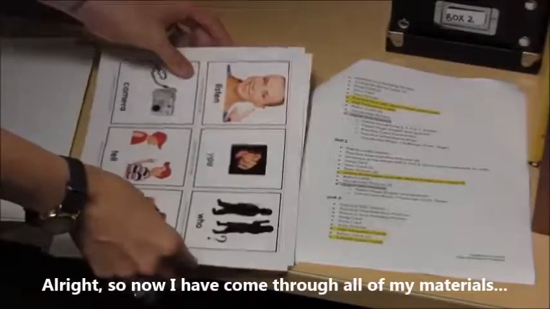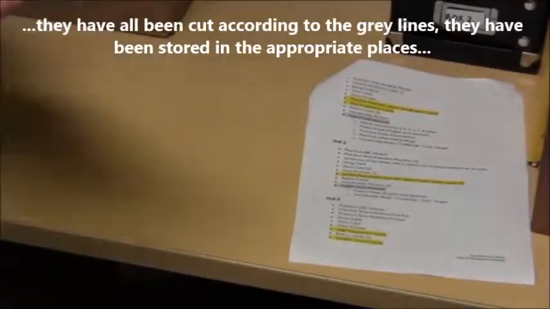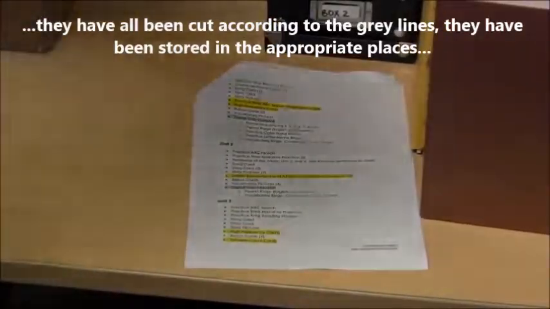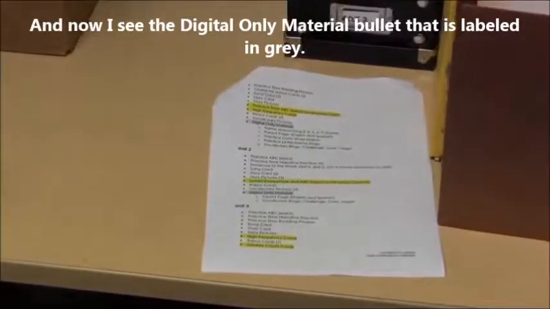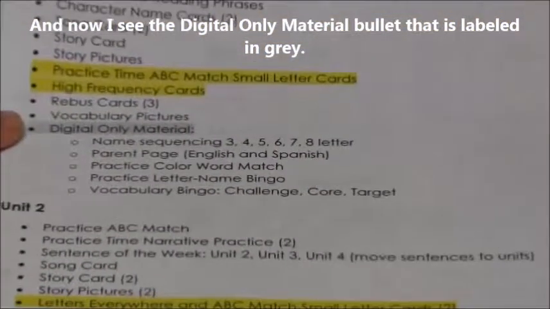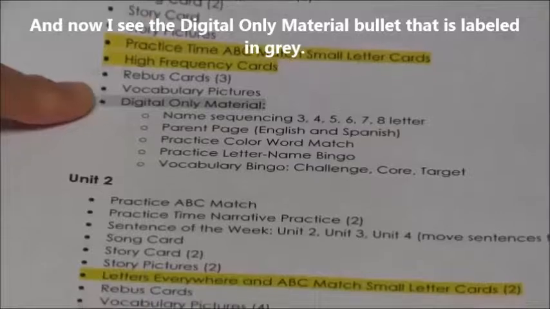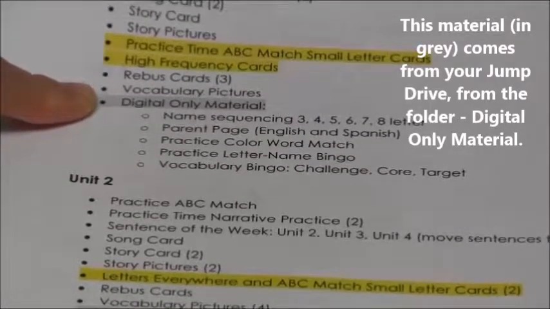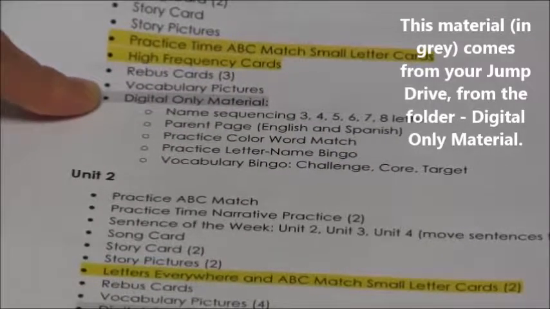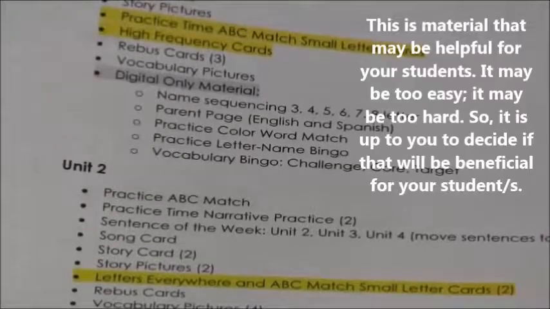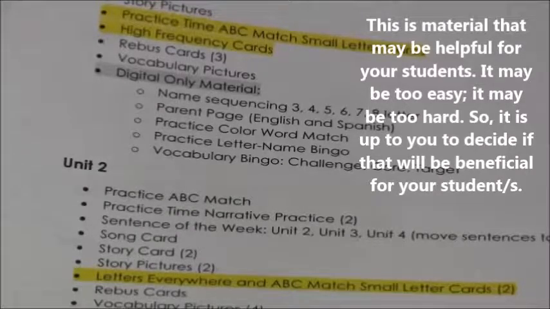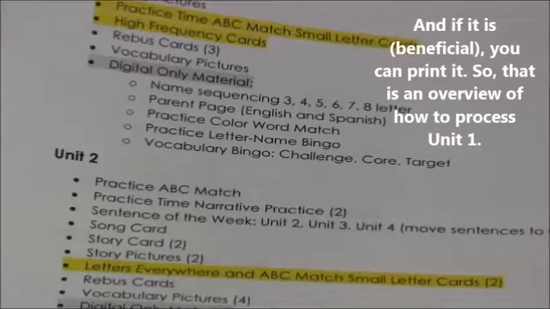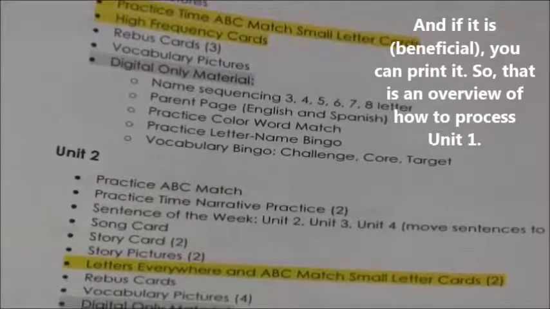All right, so now I have come to all of my materials. They have all been cut according to the gray lines. They have been stored in the appropriate places. And now I see the digital only material bullet that's labeled in gray. This material comes from your jump drive, from the folder digital only material. This is material that may be helpful for your students. It may be too easy, it may be too hard, so it is up to you to decide if that will be beneficial for your students. And if it is, you can print it. So that's an overview of how to process Unit 1.